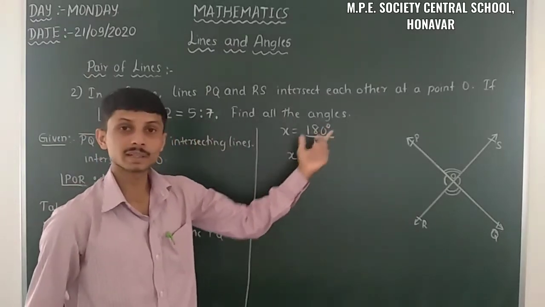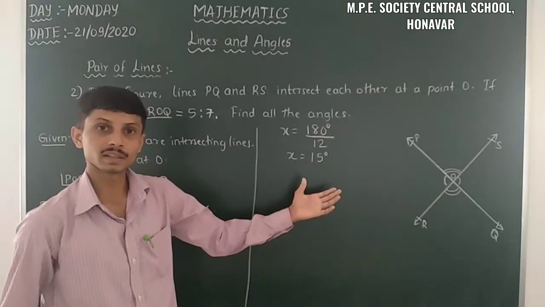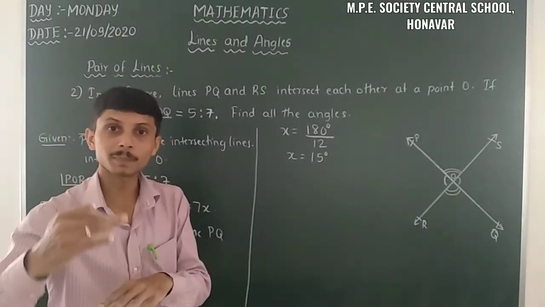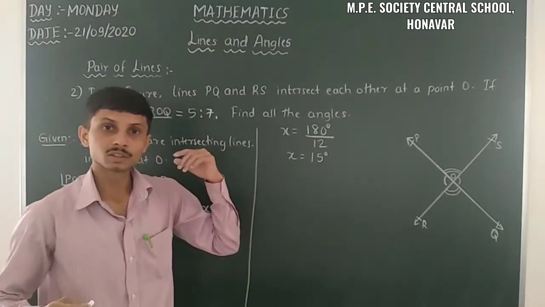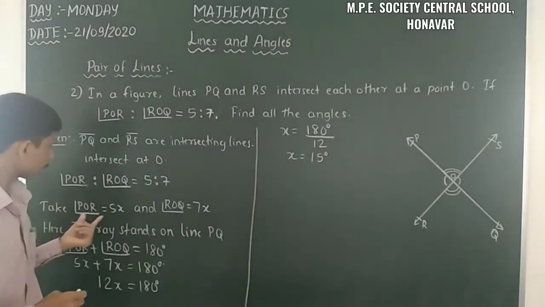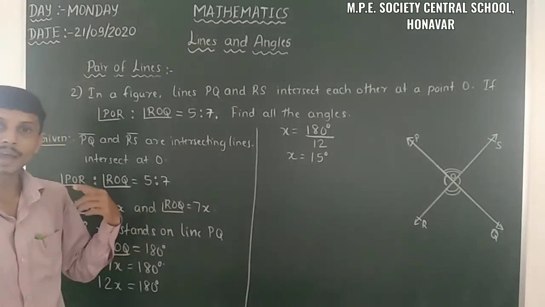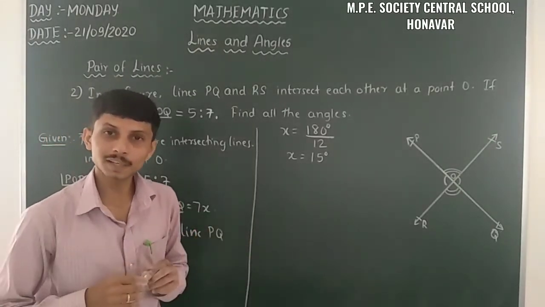So that means 180 by 12 is equal to 15. Next we got 15 degree, the common term multiplied in both the numerator and the denominator. So with the help of this, angle POR is equal to 5x, angle ROQ is equal to 7x, and we have to find the angles. So just substitute the value of x in the respective places.